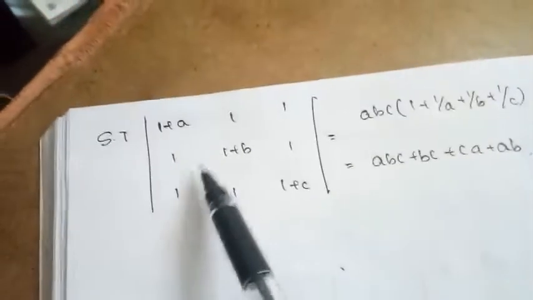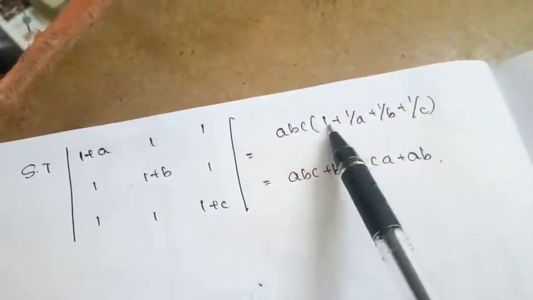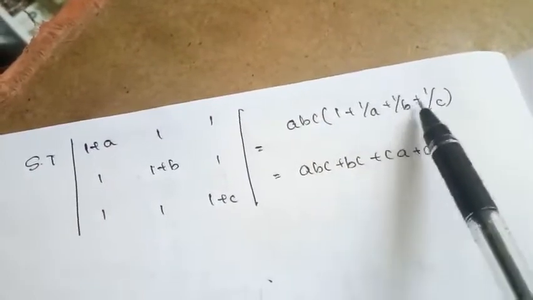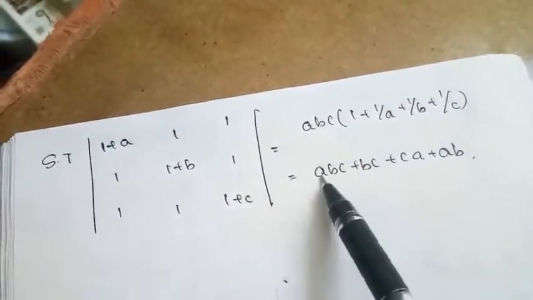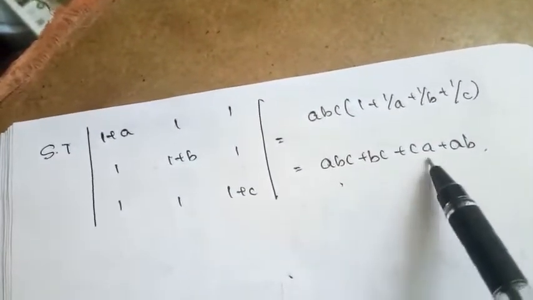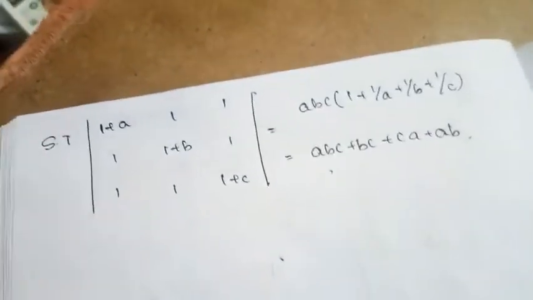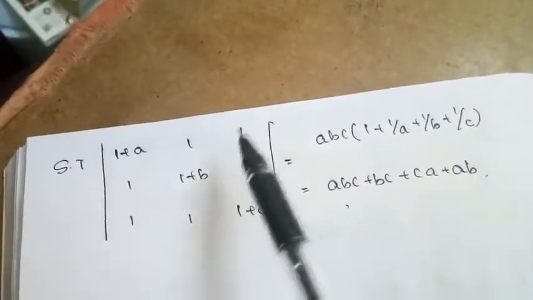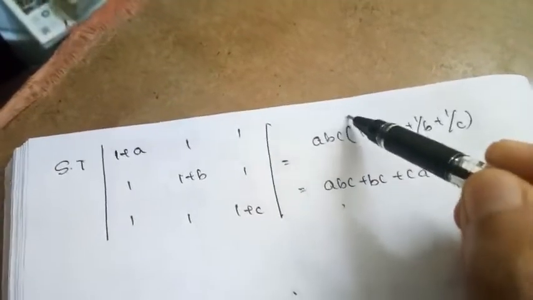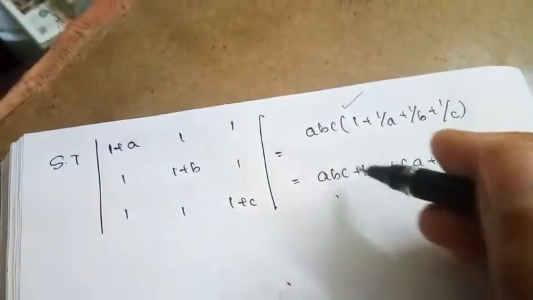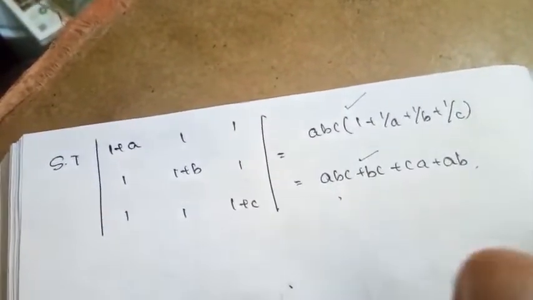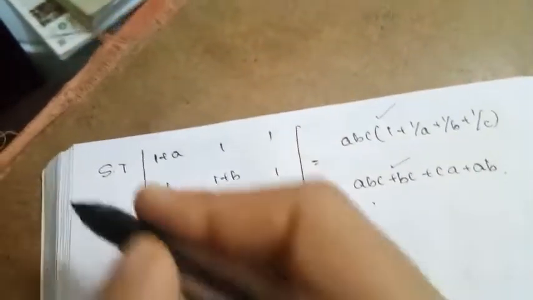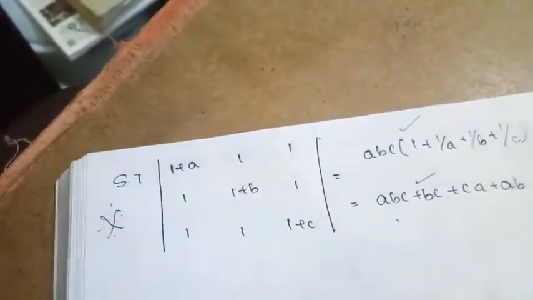Now here is one more question. We need to show that the value of this determinant is equal to ABC of 1 plus 1 by A plus 1 by B plus 1 by C, or this one is equal to ABC plus BC plus CA plus AB. So the same question can be asked with the RHS as this element or RHS as this element. So don't get confused, both are one and the same, and this is one of the important questions.